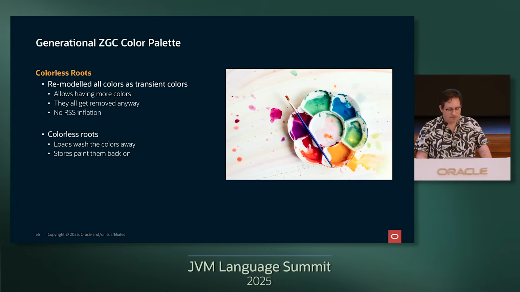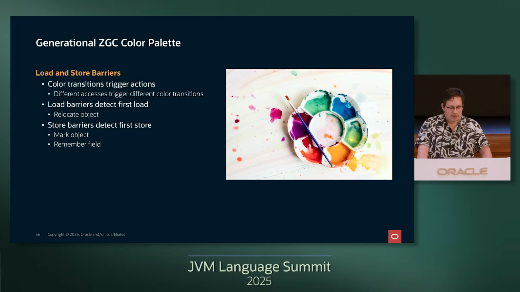And to deal with that, we created what I call colorless roots, which was a way of getting transient colors, and like way more transient colors. And this allowed us to get rid of the RSS inflation, because as we load a pointer, we would remove all the colors, so we don't need to multi-map memory at all, as it turns out. And so the loads would remove the colors, and stores would recreate the color that it should have had, had it been tracked.